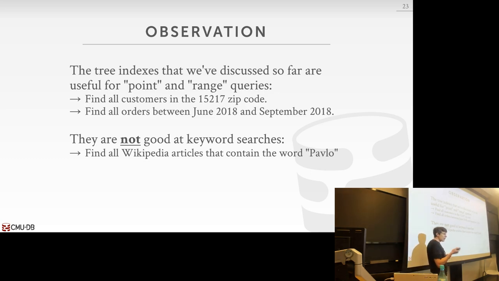Where the B+ tree and hash tables are not good is when we want to do keyword searches. For example, say I have the entire corpus of Wikipedia and I want to find all the Wikipedia articles that contain the keyword Pablo. I can't use a hash table index for that, and I can't use a B+ tree index for that, because I'm trying to find a sub-element of a value for an attribute. For the B+ tree, I have to have the exact key. I can't do a partial key. I can do a partial key lookup if the key is comprised of multiple attributes, but within a single attribute, I have to have the entire value. I can't have, like, the first 16 bits.